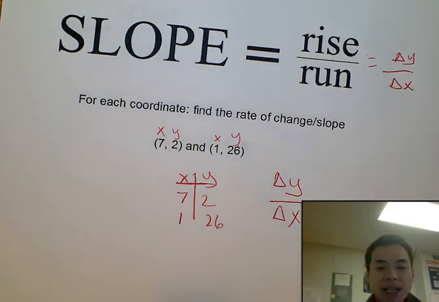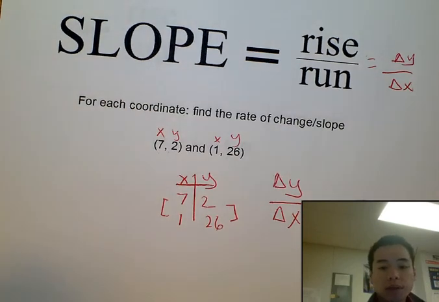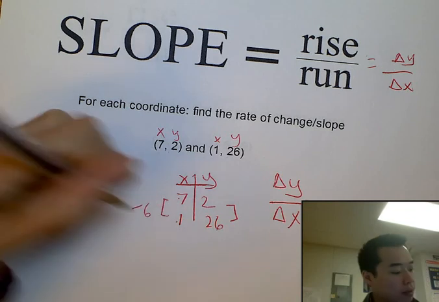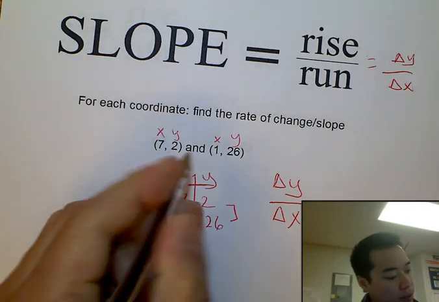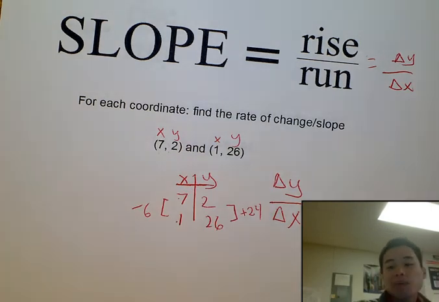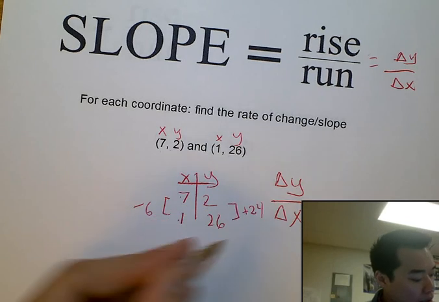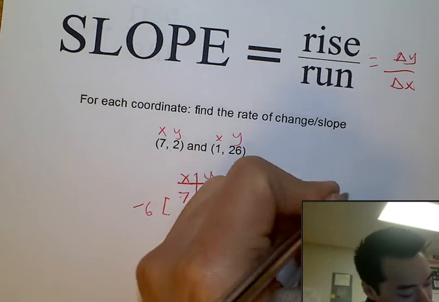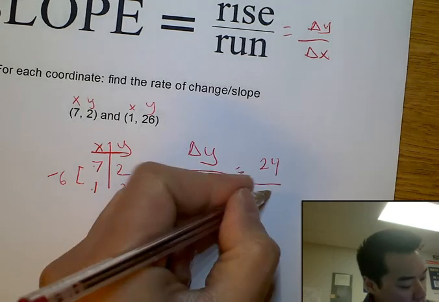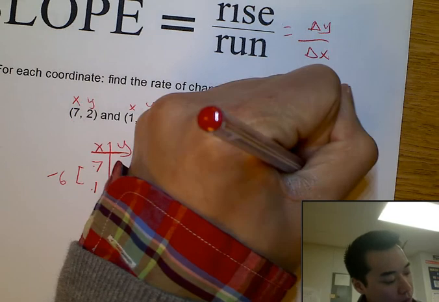Then I'm going to do a little bracket. How do I get from 7 to 1 on the x number line? That's minus 6. How do I get from 2 to 26 on the number line? That's plus 24. I'm just counting how many times I jump on the number line. I know that it's change in y over change in x. So the change in y is positive 24, and the change in x is negative 6. You always simplify it. So 24 over negative 6, my slope is negative 4 over 1.